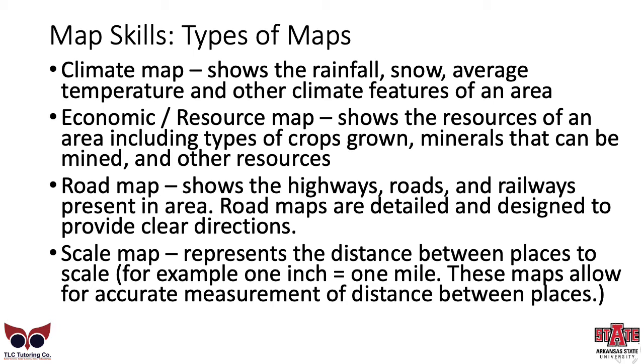An economic or resource map shows the resources of an area, including the types of crops grown, minerals that can be mined, and other resources. A road map shows the highways, roads, and railways present in an area. Road maps are detailed and designed to provide clear directions. A scale map represents the distance between places to scale. For example, 1 inch might equal 1 mile. These maps allow for accurate measurement of distances between places.